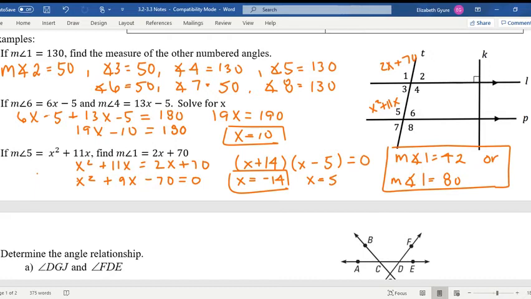Always double check. If you plug a number in and it is negative, can you have a negative angle measure? No, right? No, that's completely illogical. So always check, because depending on the equation you get, it may or may not work.